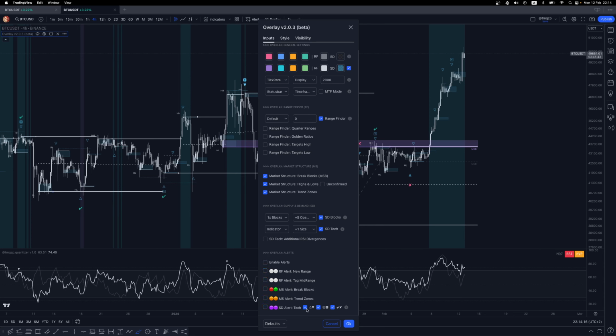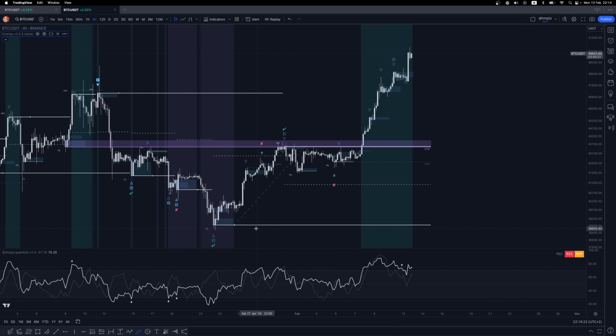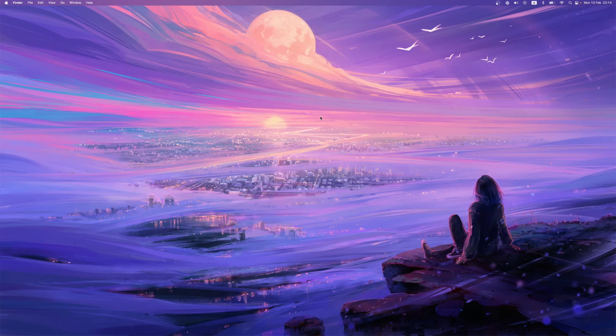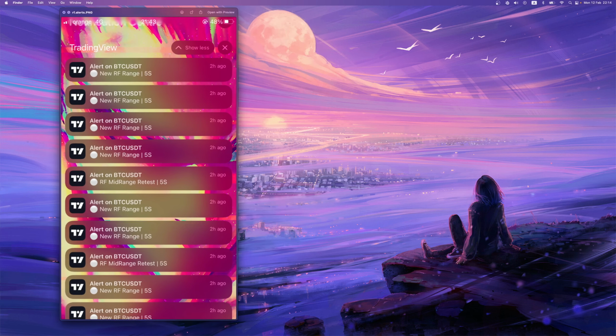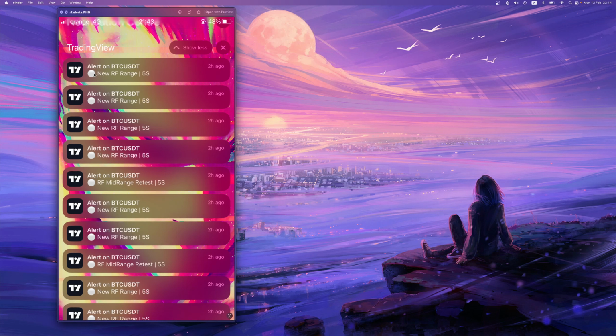Most of you guys should be familiar with how alerts work in TradingView at this point, I suppose. What else? Let me just quickly show you what the alerts look like. So these are the rangefinder. See, there you have those little icon thingies.